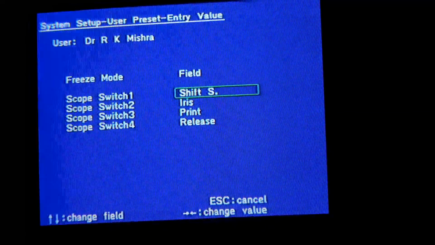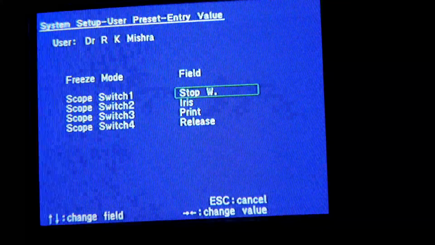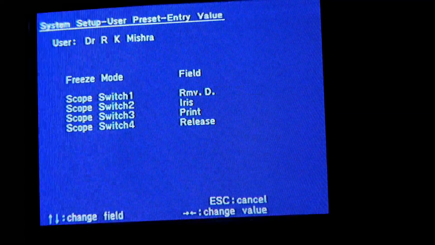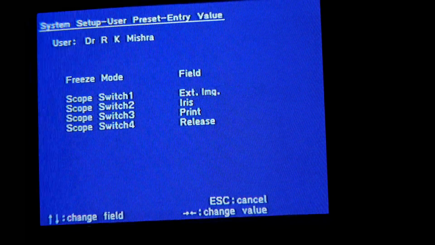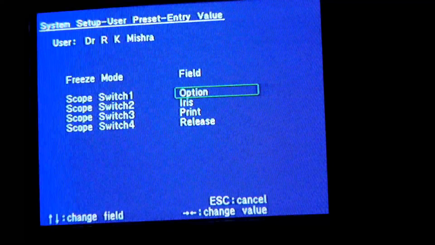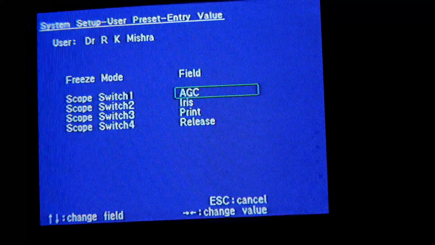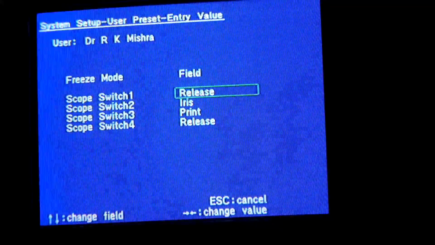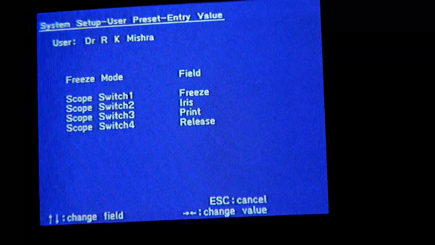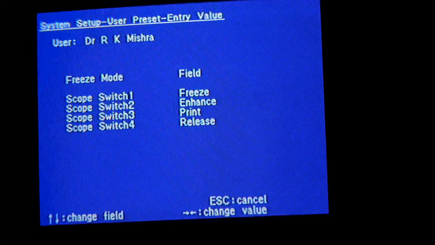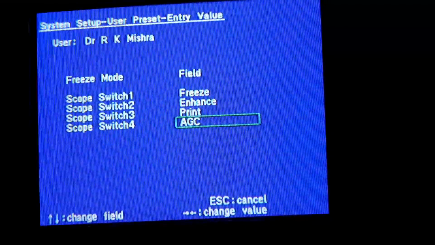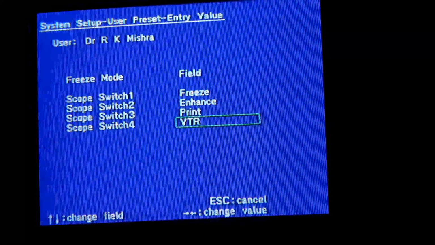You can change it to shift switch, a stopwatch, or removable disk. If you want to record on your pen drive, you can do that, and external image sources and options. So it has a lot of functions, and it is up to you which function you want to keep. This is freeze, I am keeping it as freeze only. This is iris, I am changing to digital enhancement. This is print, and this I am changing to, suppose, video tape recorder. Suppose I have changed it.